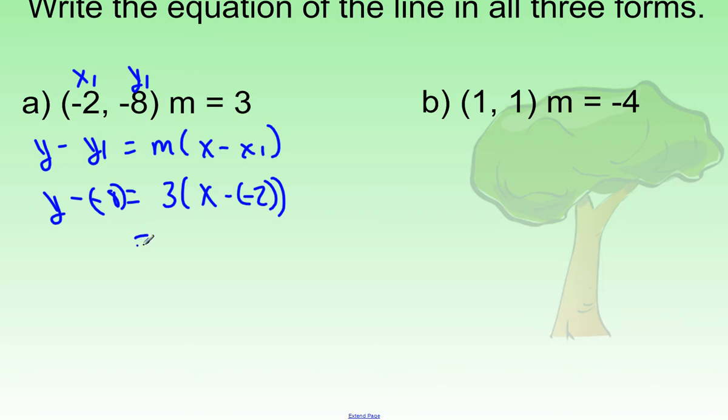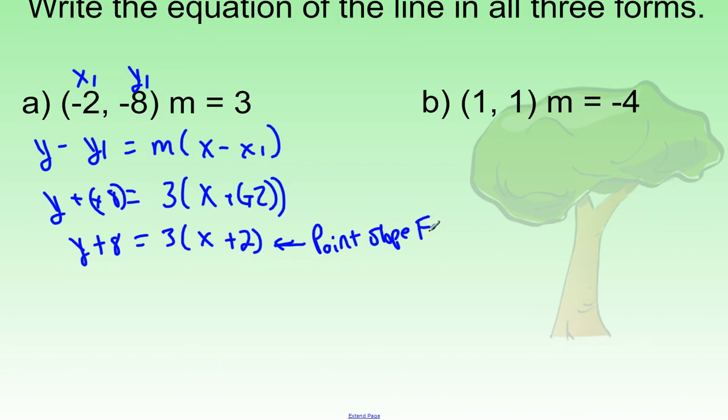With just a little bit of simplifying, we already have our first formula done. I'm just going to simplify this minus and negative into a plus. And minus and negative becomes a plus. This is my first form, which is point-slope form. So point-slope form is done. It takes a point and a slope. You plug them in. You might have to simplify. You might not. And you're done.